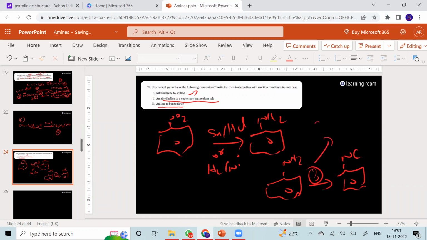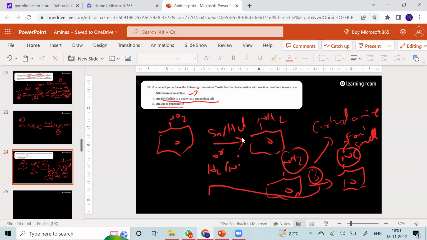Can't you understand? This is going to be a carbylamine reaction. A primary amine gives isocyanide. This is a foul-smelling compound, right? So for carbylamine, what do you have to put in this case? You actually have to put CHCl3 plus KOH. This is what you need to put.